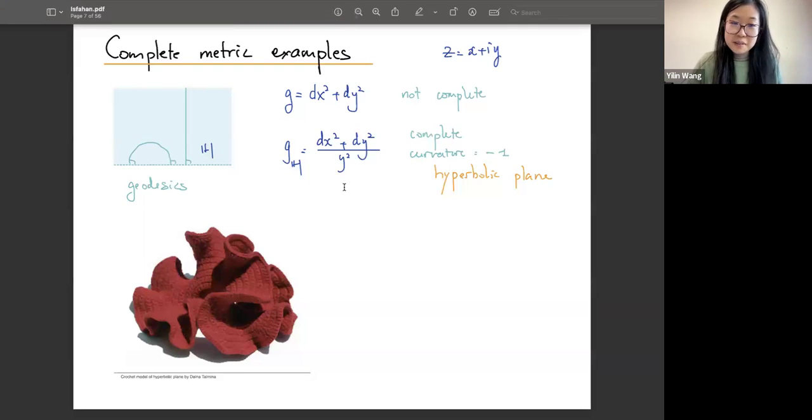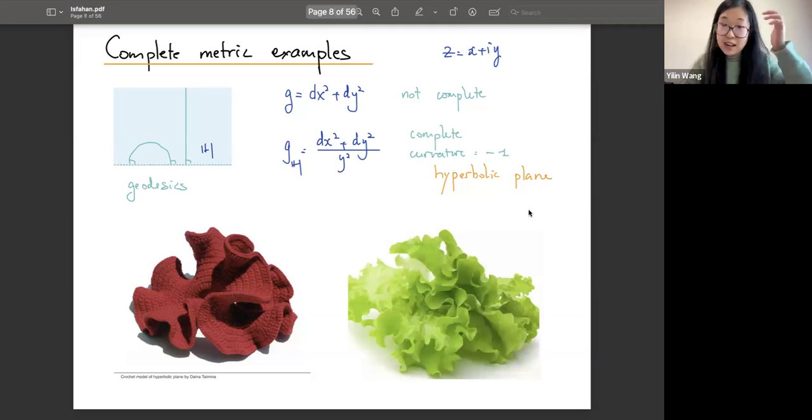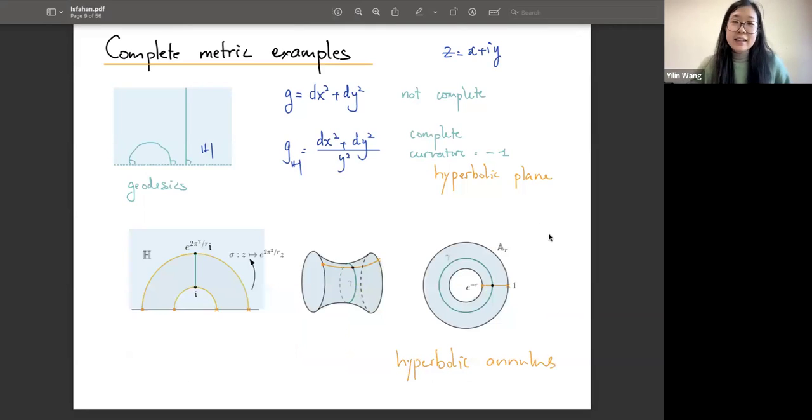This is a representation by the crochet artist Diana Taimina that I found online, who made this crochet. I think this represents how the hyperbolic plane really looks. It's everywhere, it looks the same, but it's actually going exponentially large. Or this is how nature does it. You have some hyperbolic salad. So this is probably the simplest hyperbolic manifold surface.